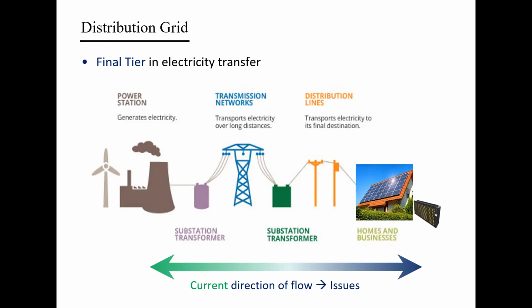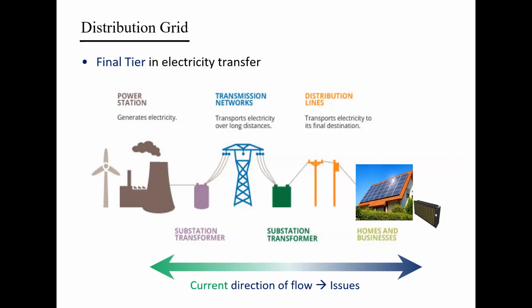But this is good. In a lot of contexts, this is supposed to make the grid greener. We are going into more of cleaner energy sources. But this also leads to a lot of issues because the grid, and this is a very infrastructure heavy network, was originally not designed for this bi-directional flow of electricity. So you have a lot of issues now.